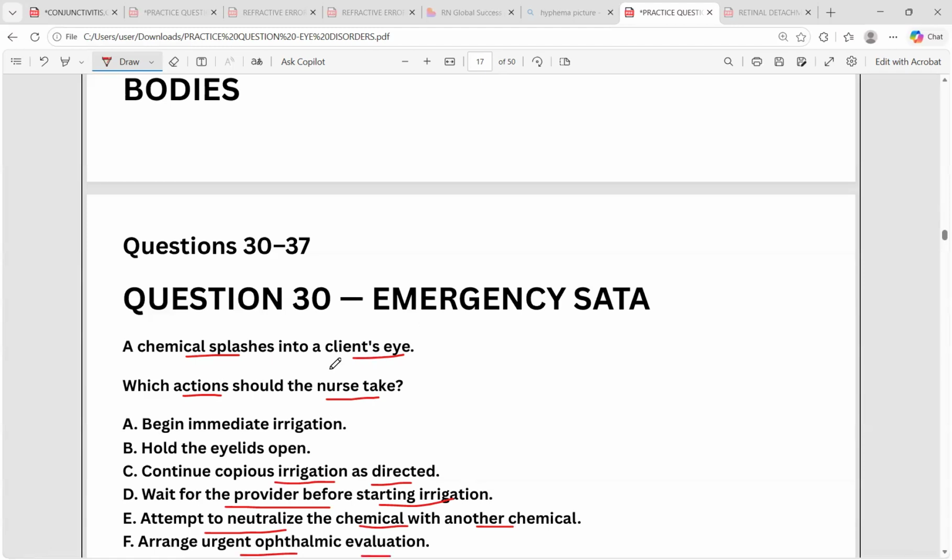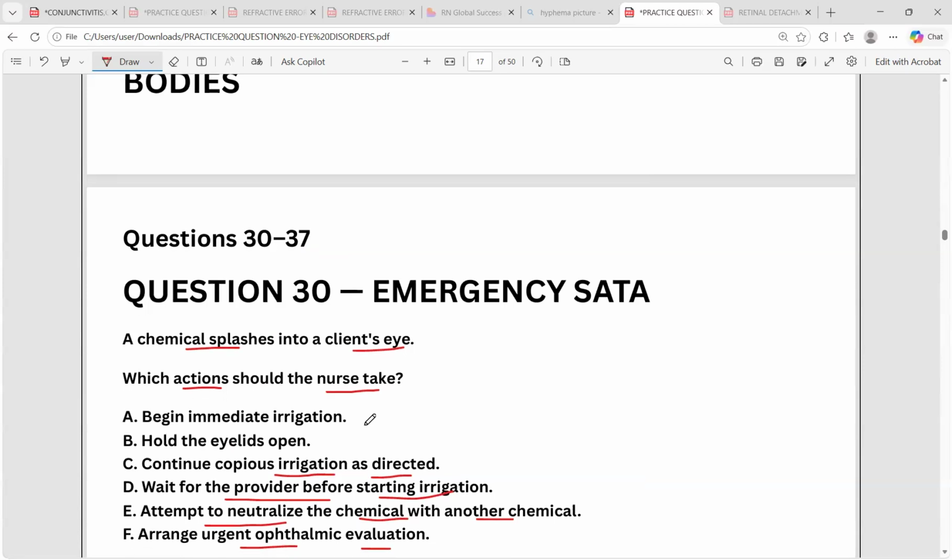So it is a chemical injury. Okay. So we need to know what the management is, the first aid management, what immediate management can be given for a patient with a chemical injury. Here the question is, which action should the nurse take? The priority nursing action is the question. I think it's a SATA question. Yes, it is a SATA question only.